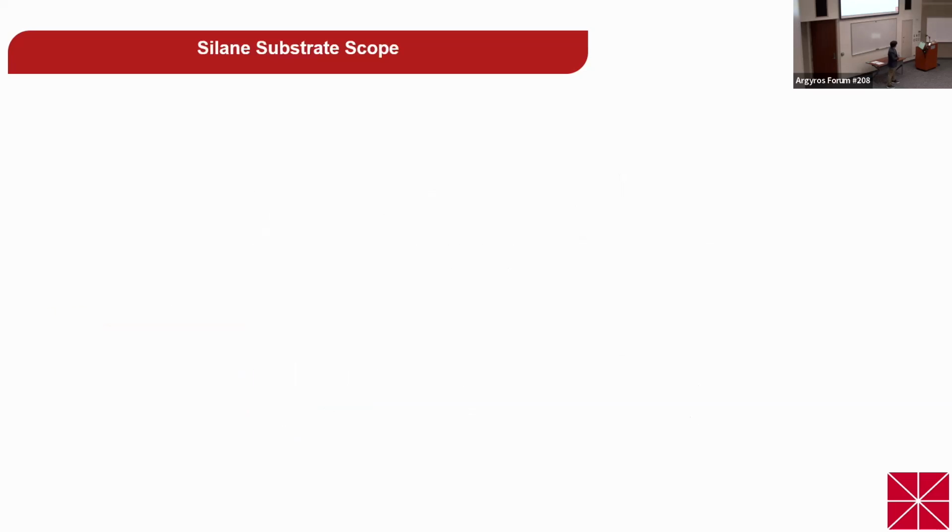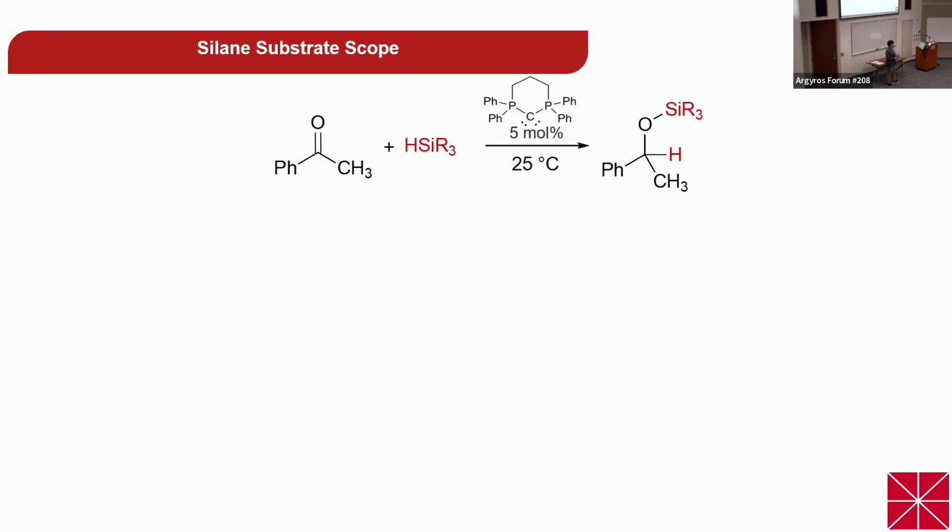A bit about the substrate scope for this hydrosilylation reaction. The general reaction used acetophenone while varying the silane structure, using 5 mol% of our cyclic carbodiphosphorane catalyst. Reactions were performed for 1 hour before proton NMR spectra were taken. We tested a total of 16 different silanes and found that a group of 4 were the most effective.